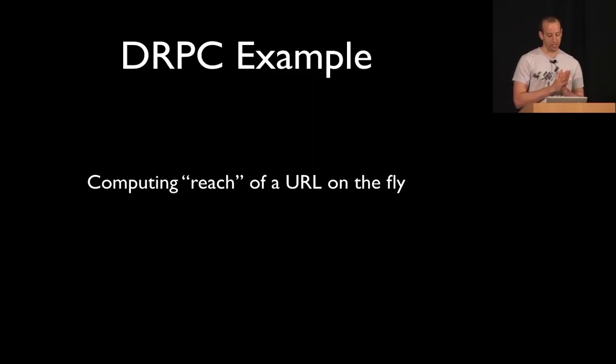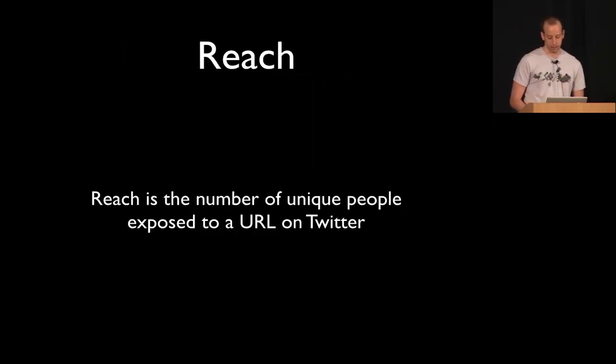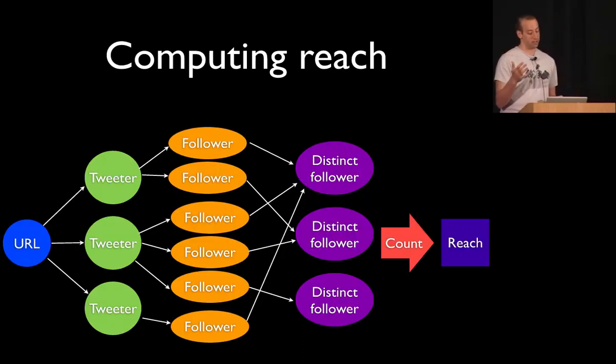So the example I'm going to use is computing the reach of a URL on the fly. Now, the reach of a URL is the number of unique people exposed to a URL on Twitter. To compute reach, you have to take the URL, you have to get all the people who ever tweeted that URL. Then for each of those people, you have to get all of their followers. So now you have a potentially massive set of followers. And you have to take that huge set and distinct it, and then you have to count the distinct set, and you get the reach.